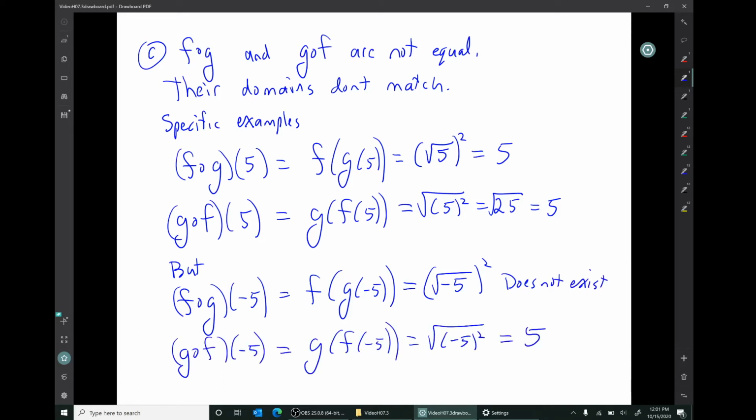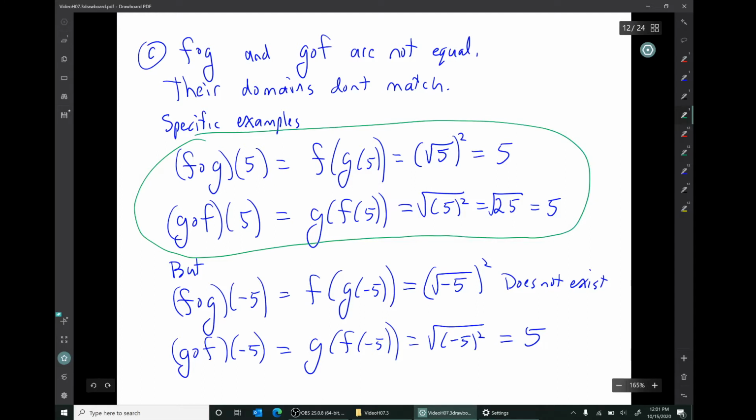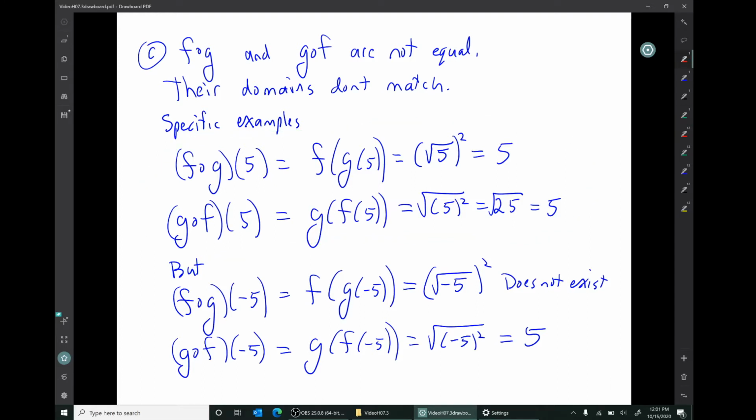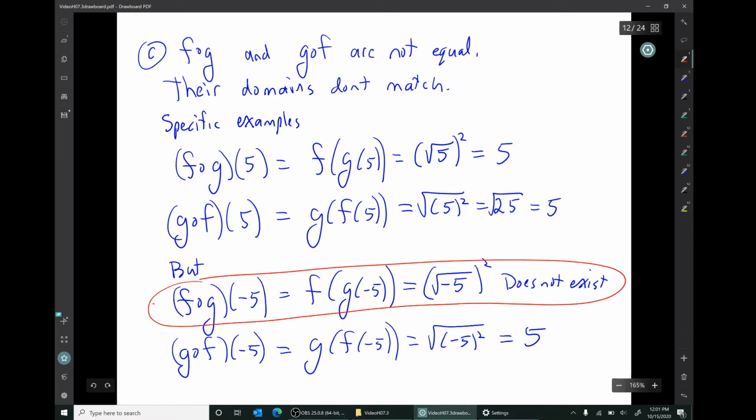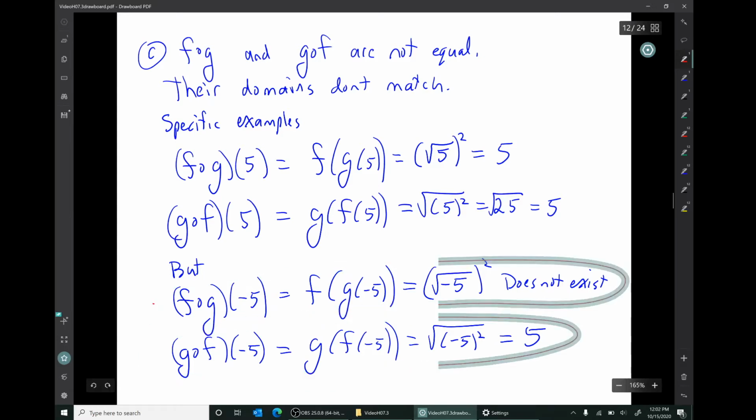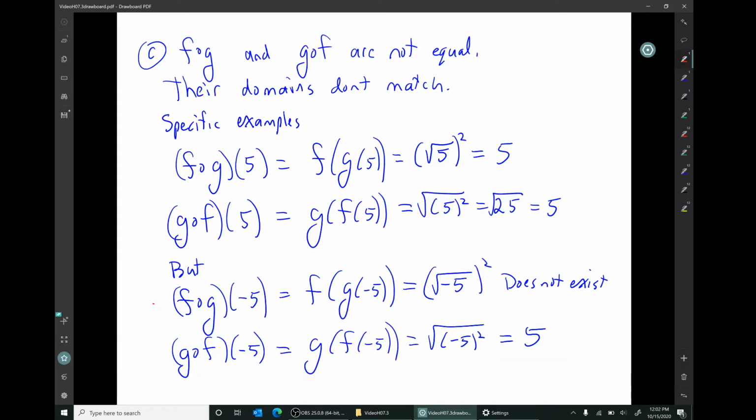So we see that for some inputs, the outputs of f circle g and g circle f match. But for some inputs, the outputs don't match. For an input x equals -5, you don't even get an output from f circle g. And for g circle f, though, you do get an output. You get an output that's the number 5. So those functions are not the same.